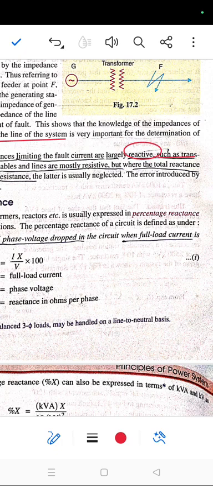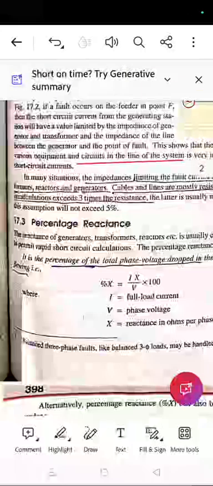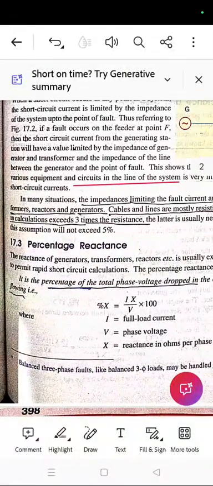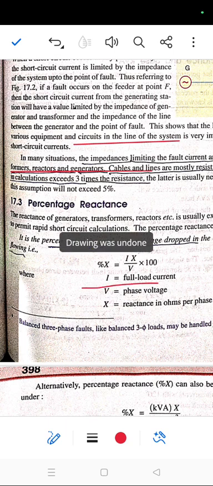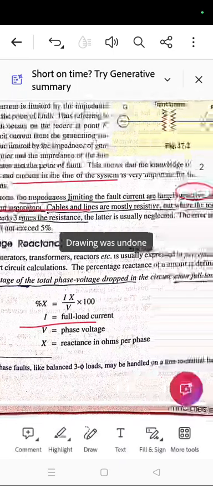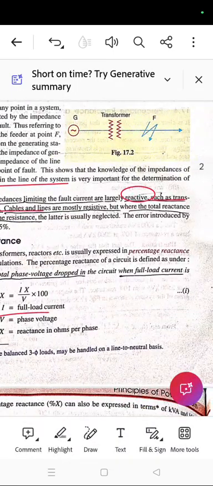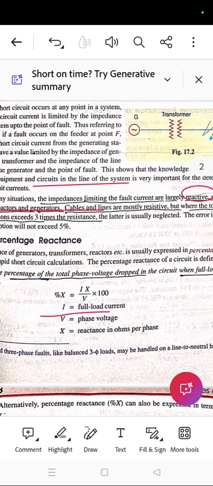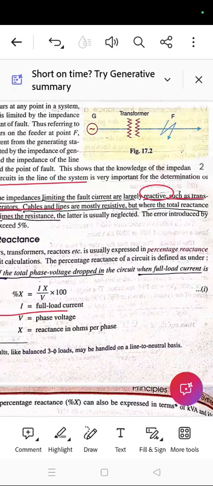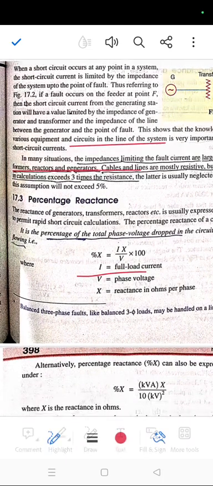Such as transformer, reactor, generator. Transformers, reactors, generators, cables and lines are mostly reactive, but where the total reactance calculated exceeds 3 times the resistance, the latter is usually neglected. The error introduced by assuming this does not exceed 5%.